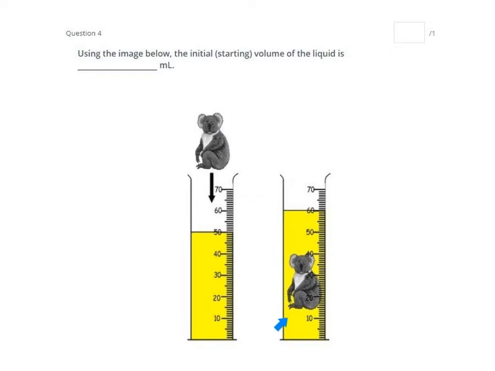And then it shows you after the fact that the koala is in the liquid, and you should notice that the volume has reached a new height. So all that this one is wanting to know is the initial volume. The initial volume. So this is VI. What is the starting volume?